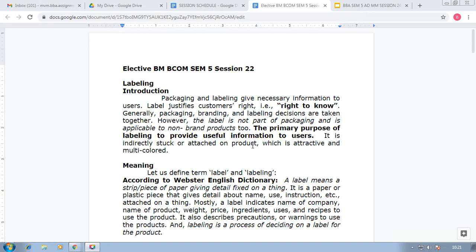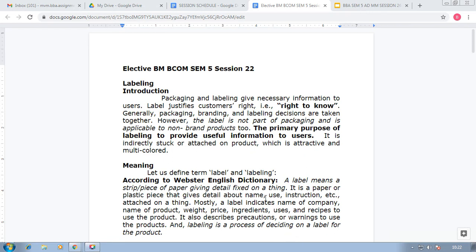The primary purpose of labeling is to provide useful information to users. It is stuck or attached on the product packaging, and it is done in an attractive, multicolored format. So it is just a silent salesman, giving a lot of information once you read the label which is stuck or printed on the product.